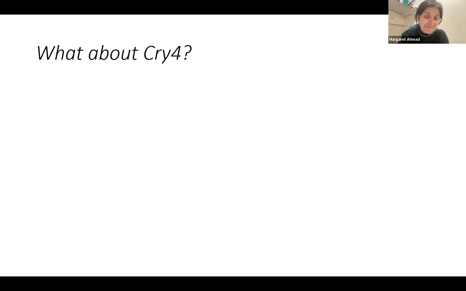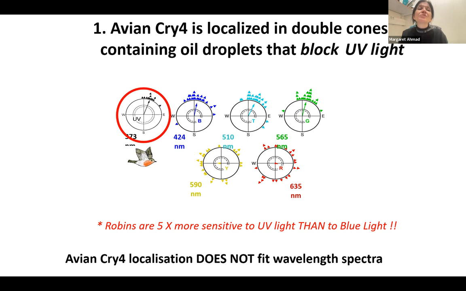So first of all, there's a major problem with cry 4. It is localized in a part of the bird's eye called the double cones. And this part of the bird's eye contains oil droplets. All of you photobiologists or perhaps chemists know that oil blocks UV. You cannot explain, and you see the circle I drew around the leftmost one on the left side, this is bird navigation under UV light.